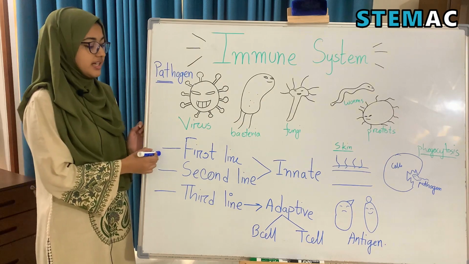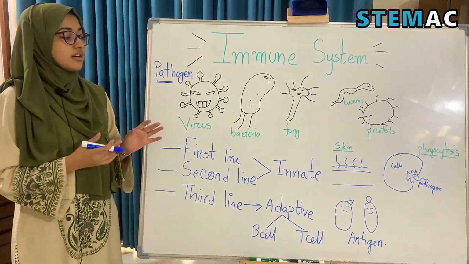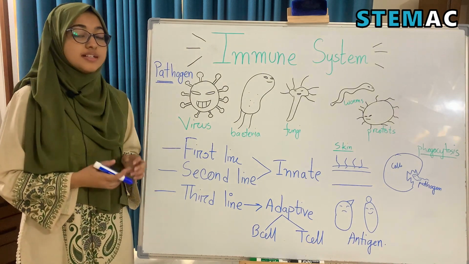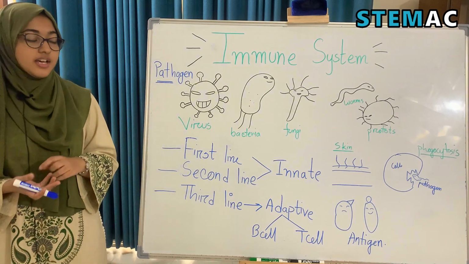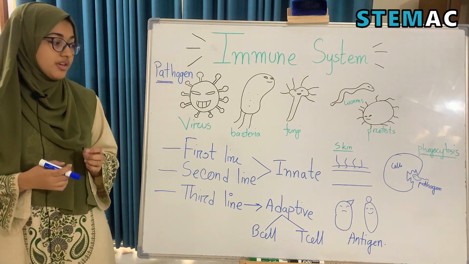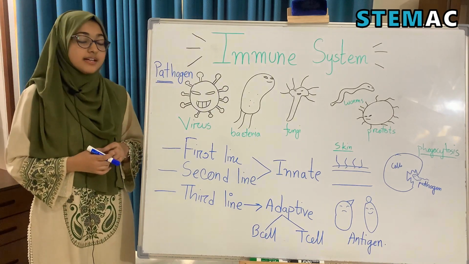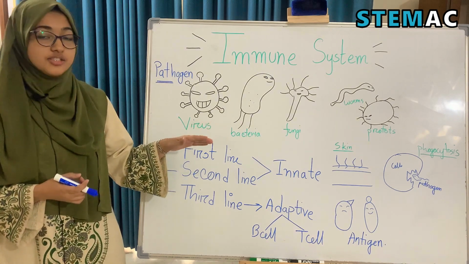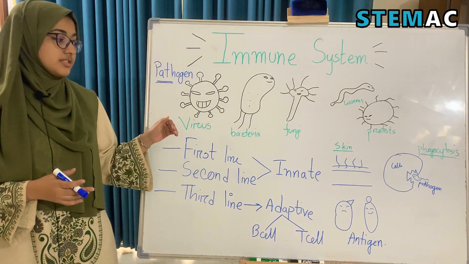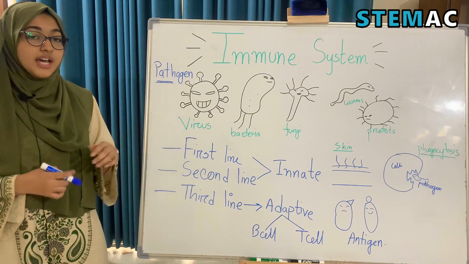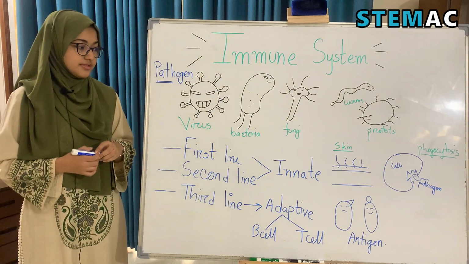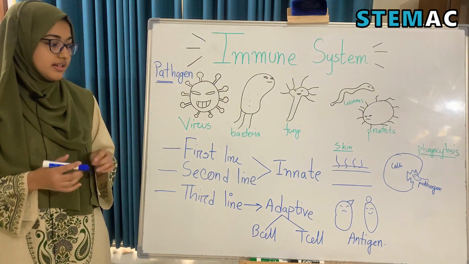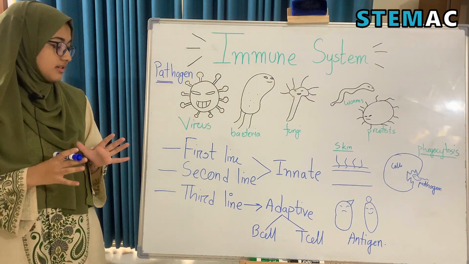So in the first line of defense, which components of the body work? In the first line of defense, skin and mucous membranes help to defend our body from the pathogens. The skin has many layers, so the skin works as a barrier so the pathogens cannot enter our body. And also the mucous membranes help, such as the mucous membrane of our nose and elsewhere in our body.